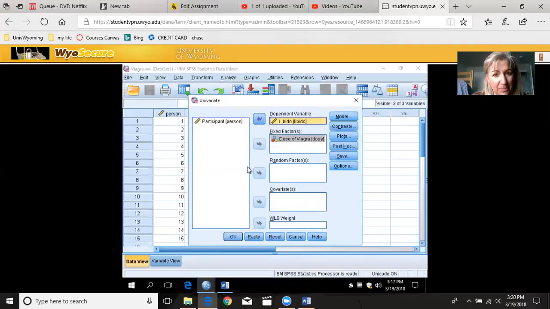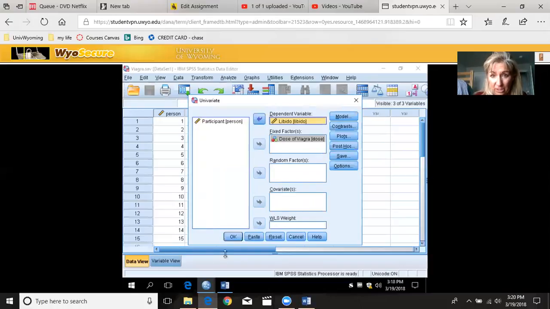Now, sometimes instead of putting dose of Viagra in fixed factor, we would put it here in random factors. And that would be the case, say there were 10 possible different doses, and I randomly chose to test 3 of those. Then I would move this down here to random factor instead of fixed factors. Generally, it won't make a difference, and so just be aware that it's there. Be aware that covariates are there, and we will talk about these in the next couple of weeks.